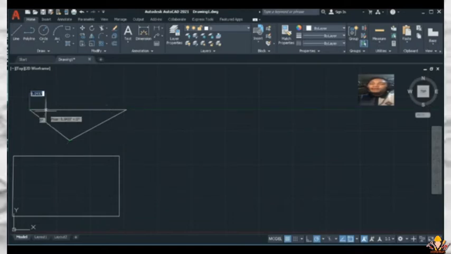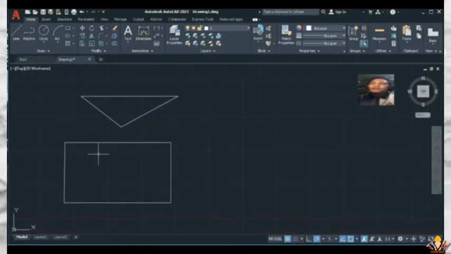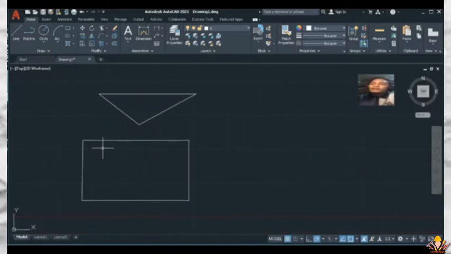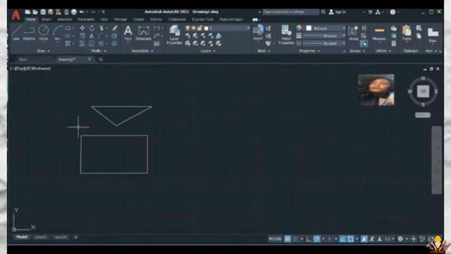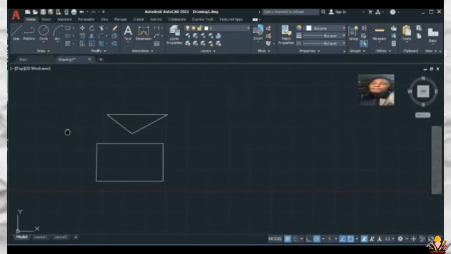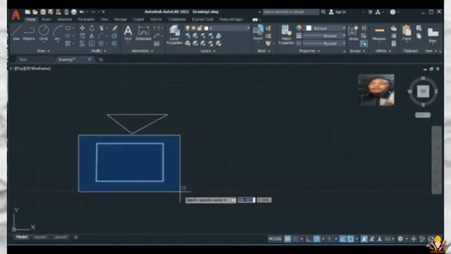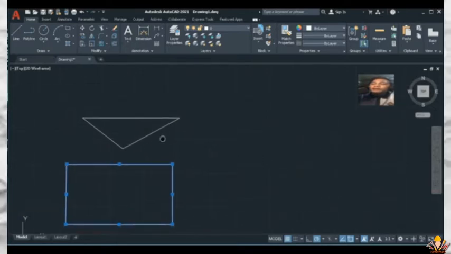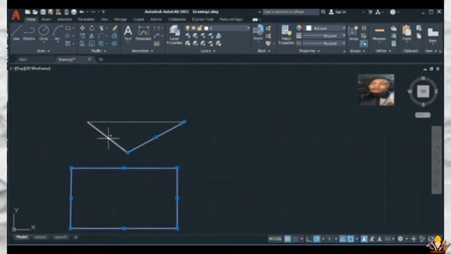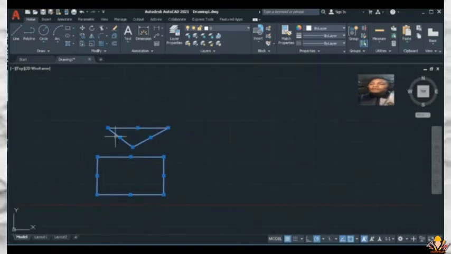And the next thing that I want to teach you is how to delete or erase some lines or figures. Just like this. First, you just have to highlight the figures or lines that you want to delete. Or you can also select the lines one by one, and then after you are done selecting the lines that you want to delete, you just have to press the delete button on the keyboard.